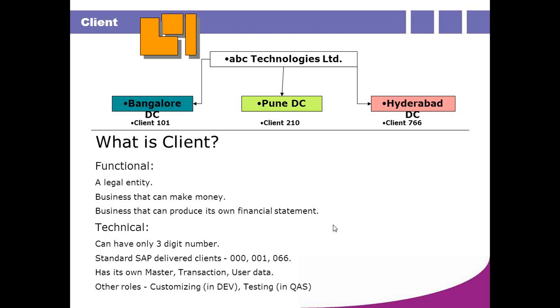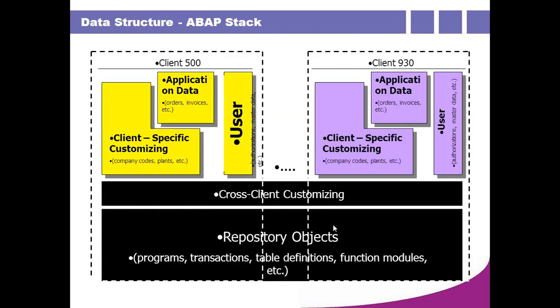No questions. We will see the data structure of the client, how the system structure will be. As you're seeing in the picture, each client will have three important data areas: user master data, application data, and customizing data.